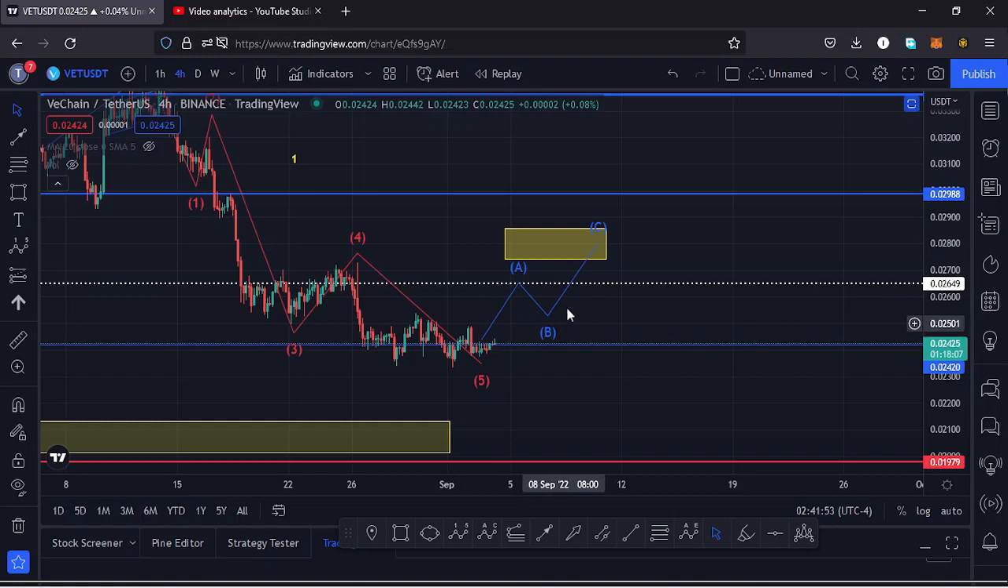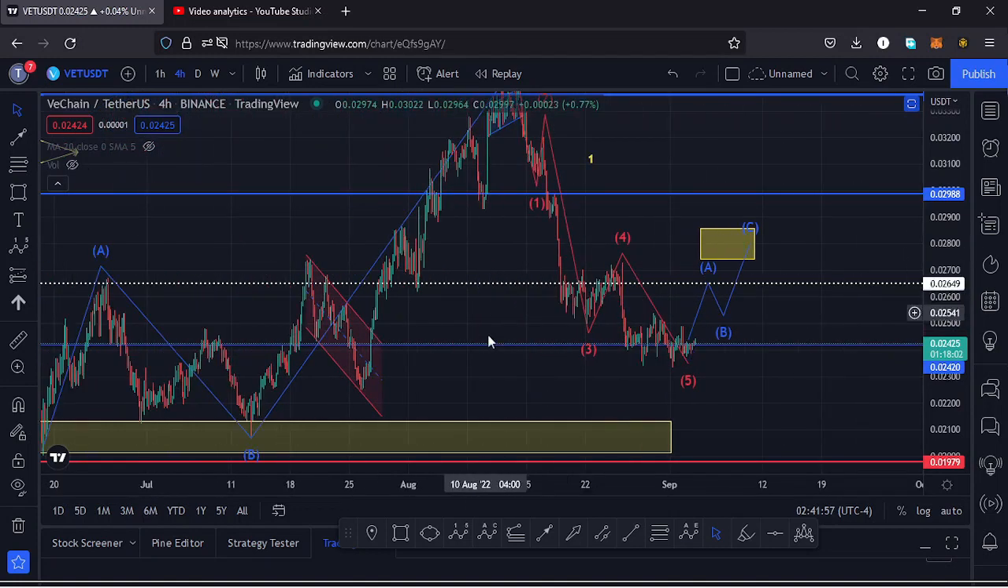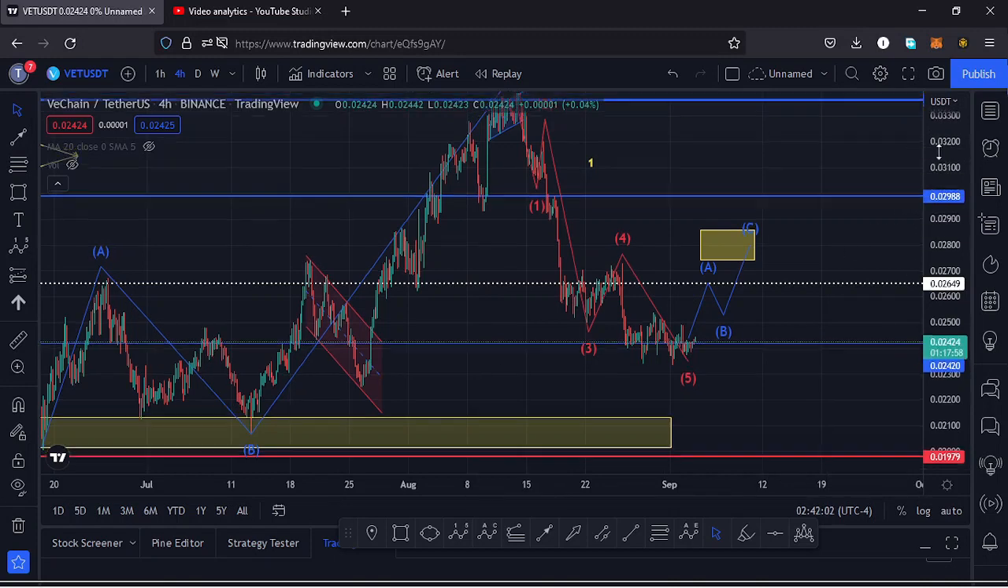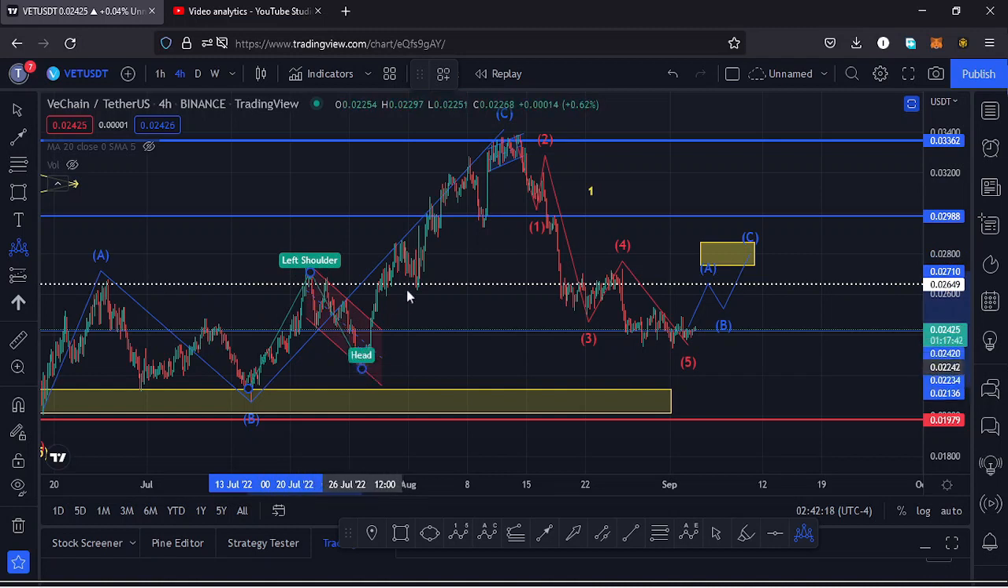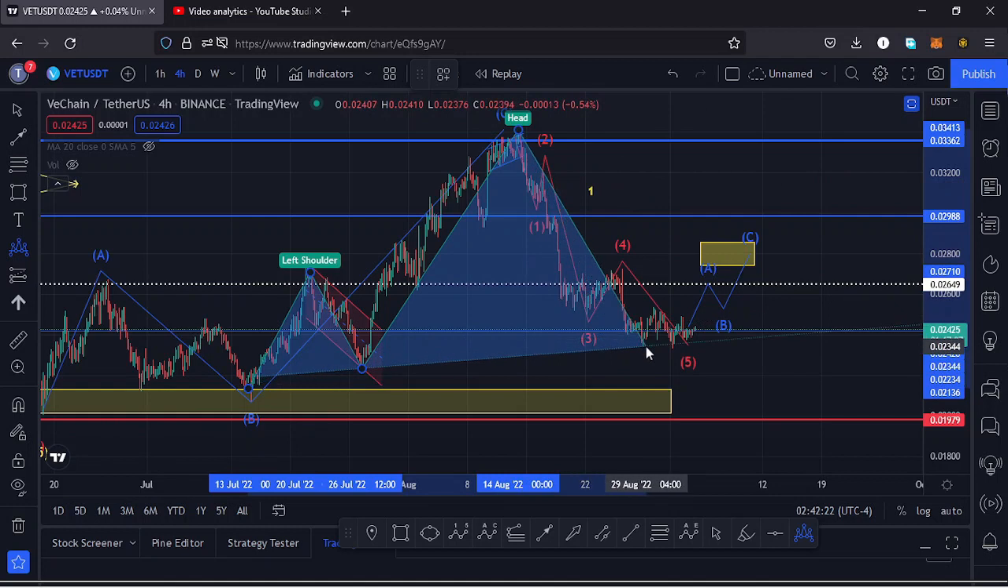In case this movement to the upside in the formation of an ABC corrective wave plays out, that will be completing the formation of a head and shoulders pattern. And if I draw out that head and shoulders pattern here on the charts, we can have that as the left shoulder over there. Then we have our head up here. Then we have the neckline. And in case we continue pushing higher in the formation of a wave 2, that will be forming the right shoulder of that head and shoulders pattern.